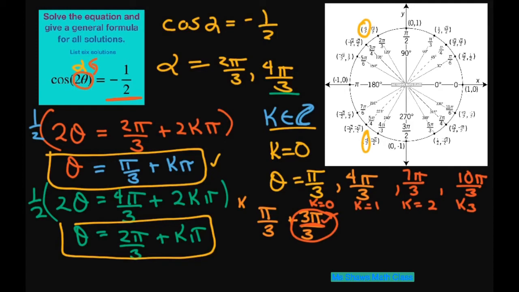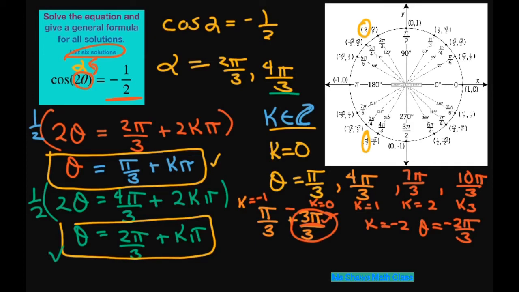You can also subtract. We can say k is negative 1. If you subtract 3 pi, if k is negative 1, you would get theta equals negative 2 pi divided by 3. You can go on and on and on. You just have to list 6 solutions. Now, usually, since we also have this formula, we can also use this one.